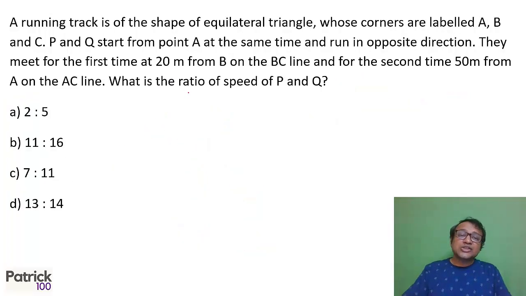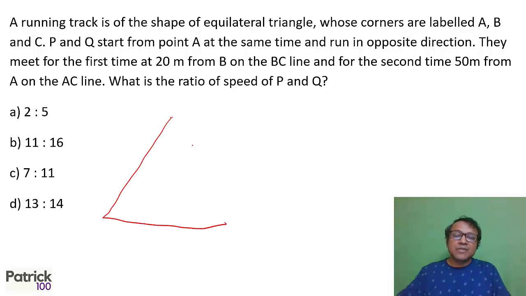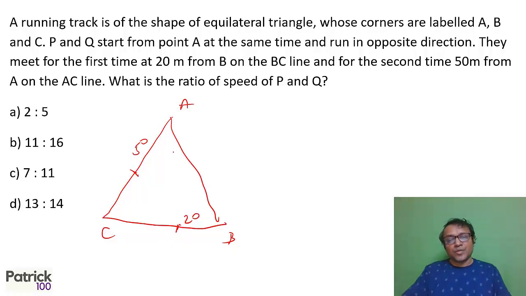A running track is the shape of an equilateral triangle whose corners are labeled ABC. P and Q start from A at the same time and run in opposite directions. They meet for the first time at 20 meters from B on line BC, and the second time 50 meters from A on line AC. What is the ratio of the speed of P and Q?